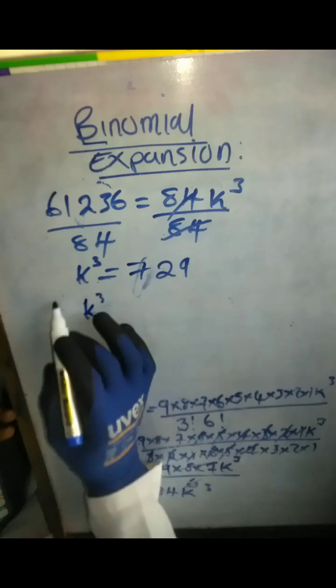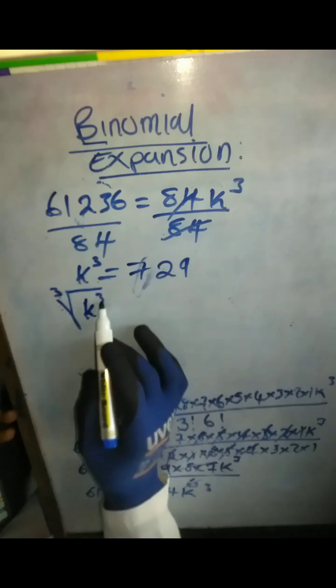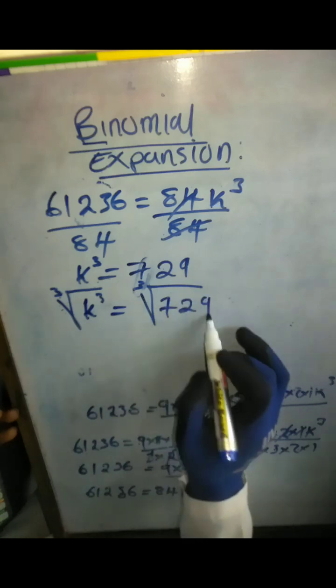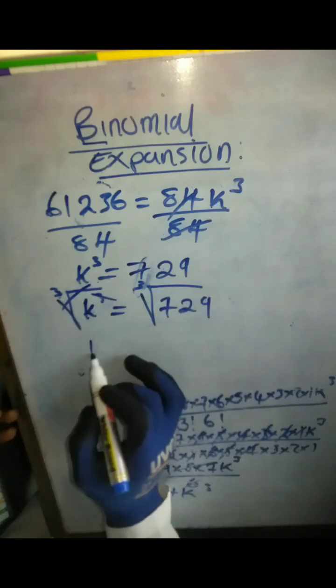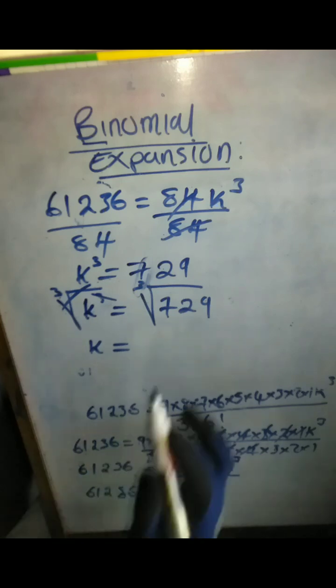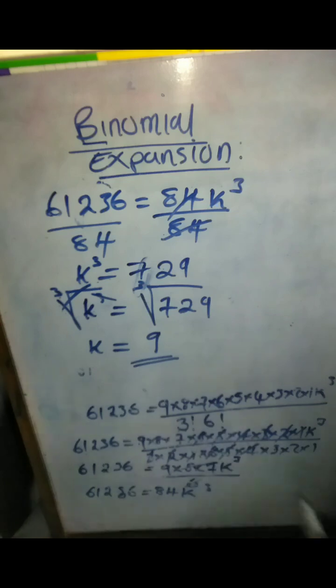So we have k to the power 3. To remove that, find the cube root of both sides, also find the cube root of 729. So this and that cancel. We now remain with k equals the cube root of 729, which is 9. So the value of k is 9. So that's how you can find the binomial coefficient using the general formula.